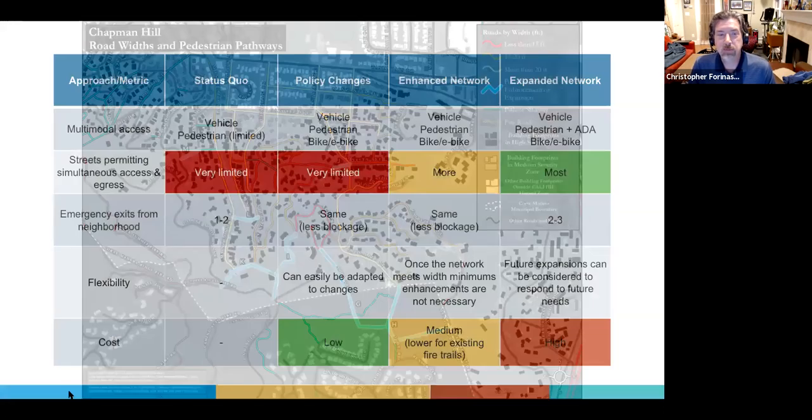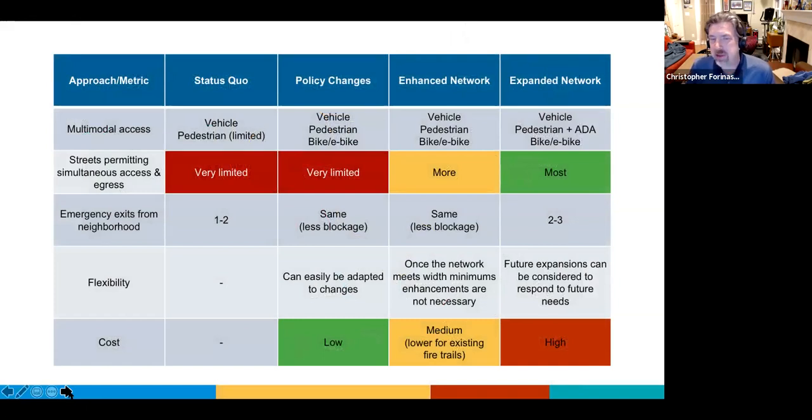Next slide, please. So how do we evaluate the value to the community, the impacts to the community of those proposed new, both the policy changes and the infrastructure changes? So on the left, this matrix essentially attempts to distill our evaluation. On the left, you see the list of essentially metrics or evaluation criteria, including from the top multimodal access.